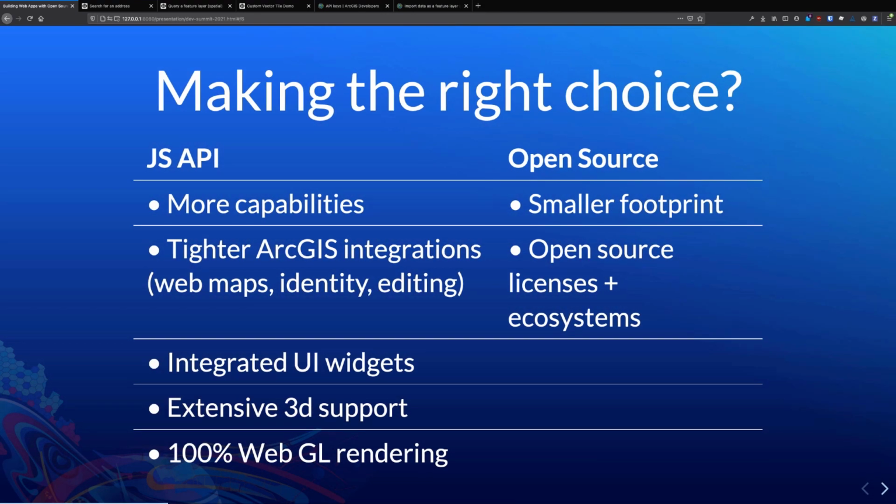To summarize, you need to think about the capabilities that your app is using. Do you need the tighter integrations? Do you need some of the UI widgets that are part of the JavaScript API? Do you need 3D? Do you like the 100% WebGL rendering, or do you want a really small, light footprint? Do you need access to that open source ecosystem? If that's a requirement for you, then the choice should hopefully be clear.